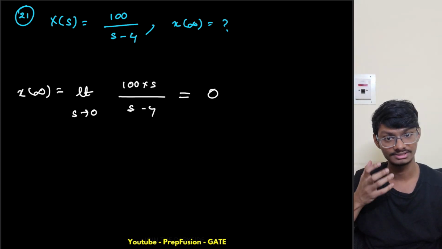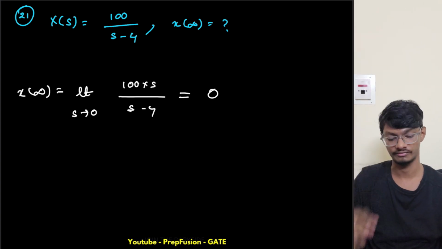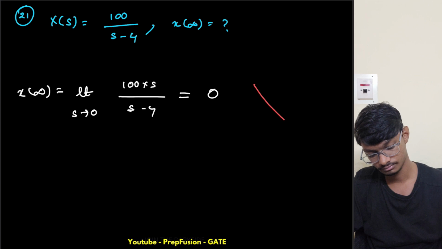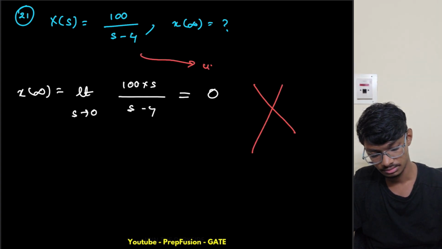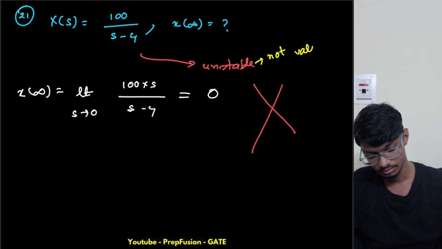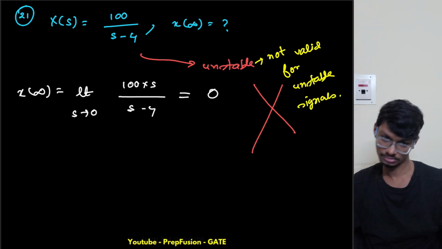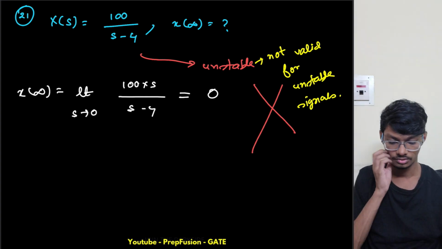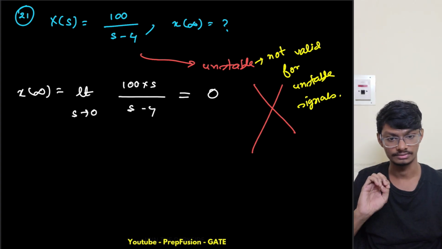Is this correct? No. As I plotted the signal earlier, it was unbounded, it was going to infinity. So this is incorrect, this is wrong. This system is unstable, hence the final value theorem is not valid for unstable signals. This is one thing to keep in mind: it is not valid for unstable signals.